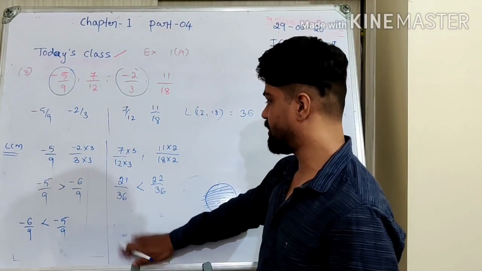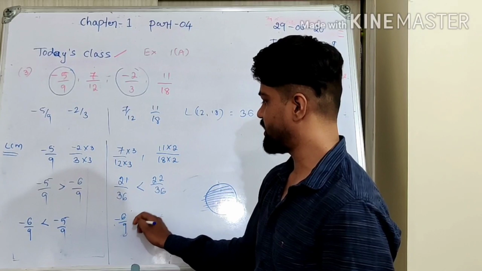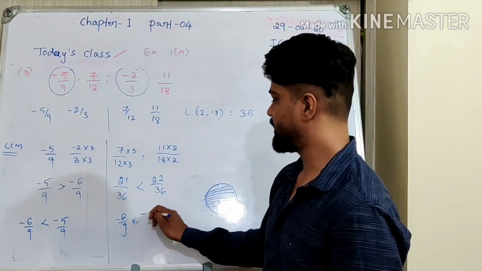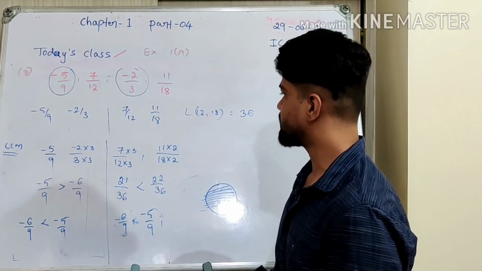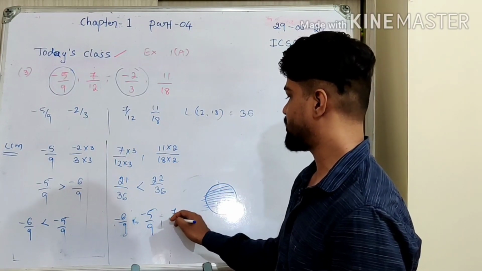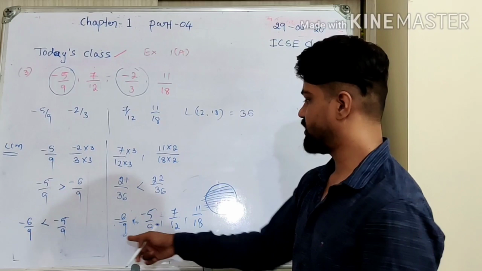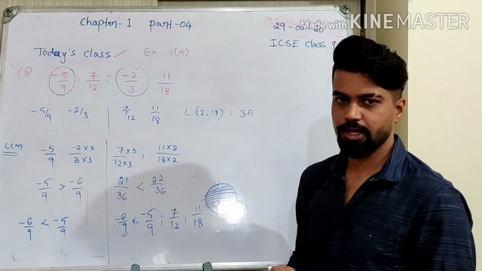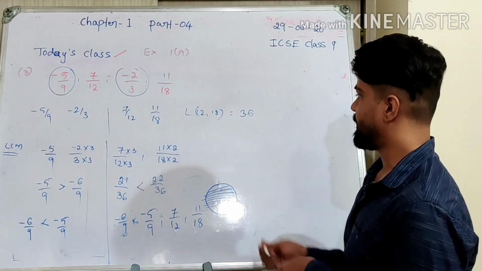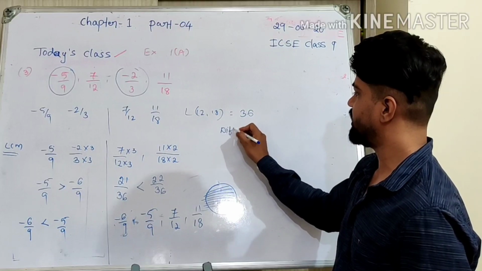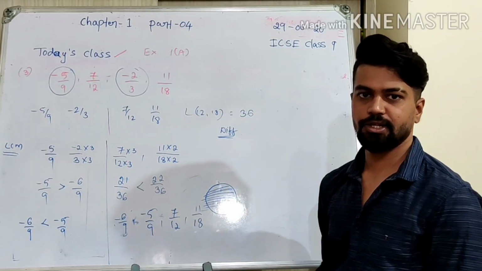So the final arrangement will be: minus 6 by 9 is less than minus 5 by 9, which is less than 7 by 12, which is further less than 11 by 18. So this is the ascending order. Okay. What was the next question? The difference between the lowest and the highest number.